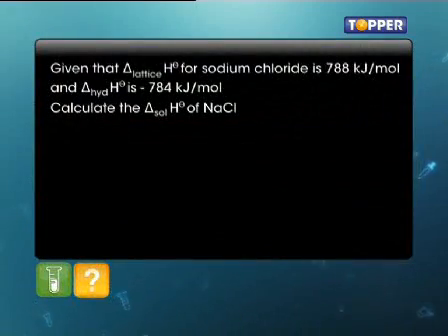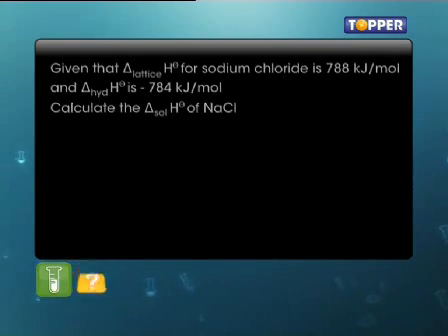Why don't we solve a numerical problem based on this? And you must pay attention when I take you through the solution, because numericals from this topic are high on examiner's list. The question is, given that lattice enthalpy for sodium chloride is 788 kilojoules per mole and enthalpy of hydration is minus 784 kilojoules per mole, calculate the enthalpy of solution of sodium chloride.